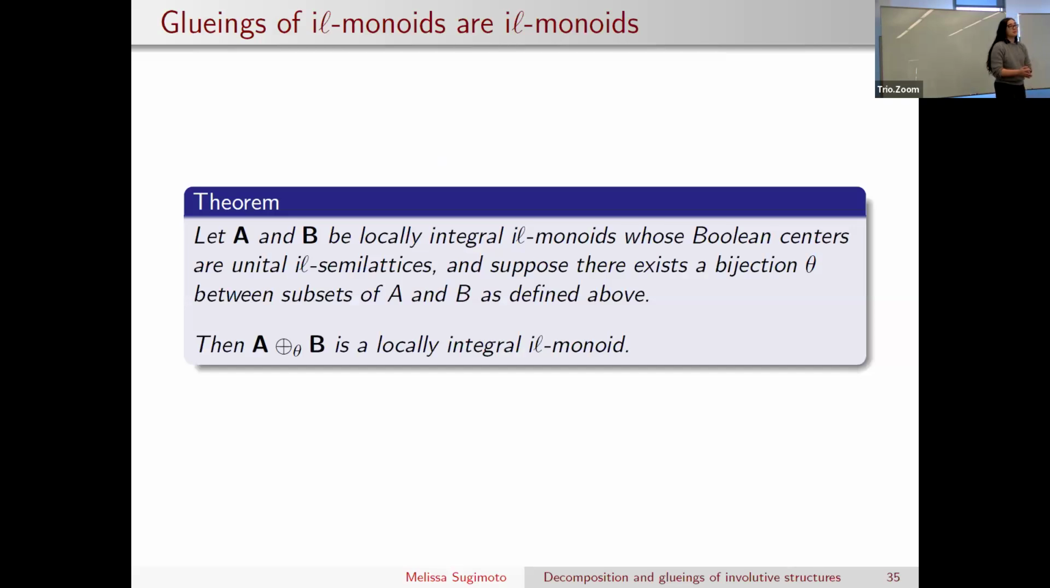And once we do this, we get to the main result of what I've been doing this term, which is we now have a way to glue IL monoids to get larger IL monoids. If we have two locally integral IL monoids whose Boolean centers are unidal IL semilattices, and there's a bijection theta between the subsets of A and B that we've defined on the last couple slides, then that gluing with the operations we defined on the last slide will turn out to be a locally integral IL monoid.